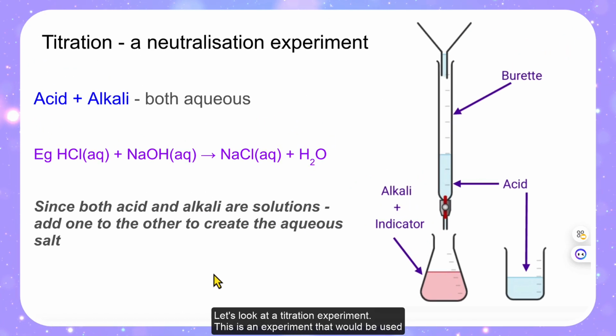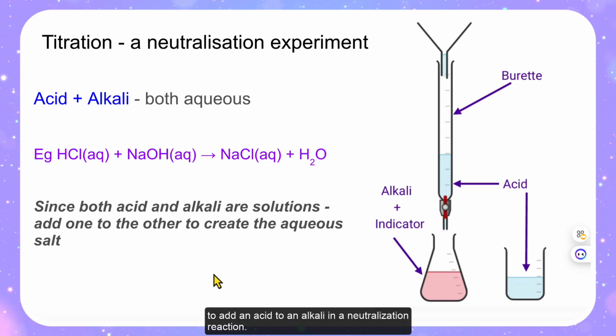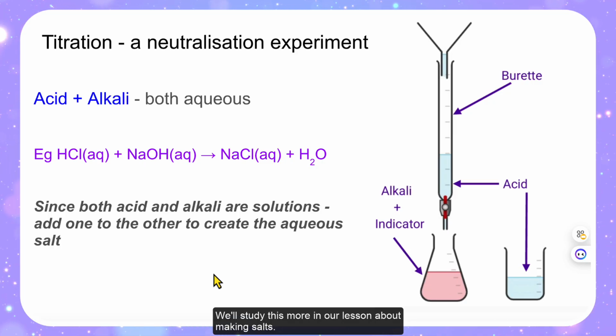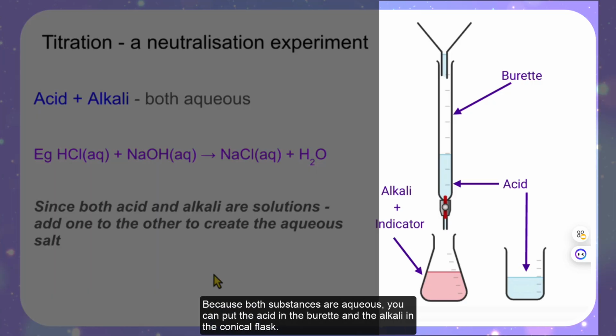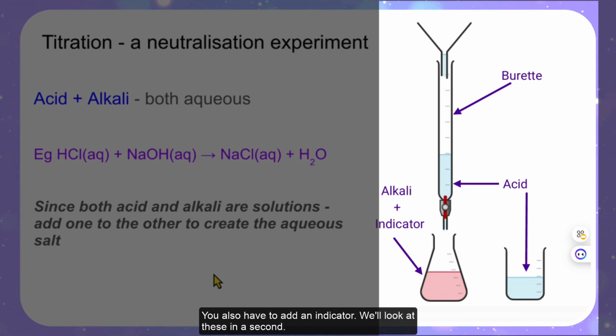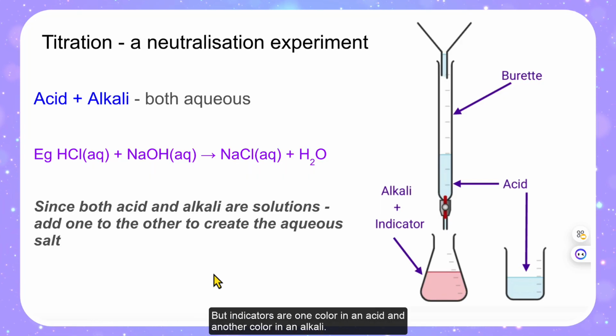Let's look at a titration experiment. This is an experiment that would be used to add an acid to an alkali in a neutralization reaction. We'll study this more in our lesson about making salts. Because both substances are aqueous, you can put the acid in the burette and the alkali in the conical flask. You also have to add an indicator. We'll look at these in a second. But indicators are one color in an acid and another color in an alkali.